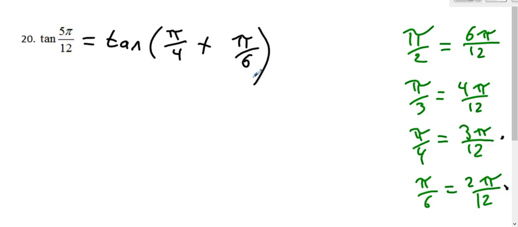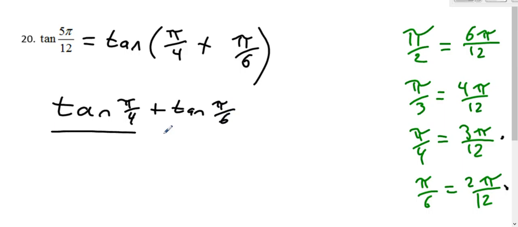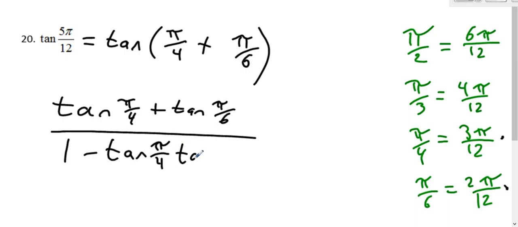And for tangent, it's tangent pi over 4 plus tangent pi over 6 all over 1 minus tangent times tangent.